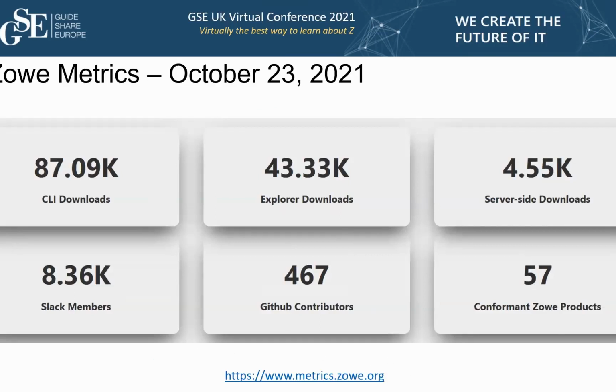There is a website where you can check the metrics every time. I collected them one week ago. And as you can see, the command line downloads were the highest out of all the components. You can get there even how many Slack members there are on the specific Slack channel for Zowe, how many GitHub contributors, and Zowe conformant products. The Zowe conformance is an important part of the Zowe project.